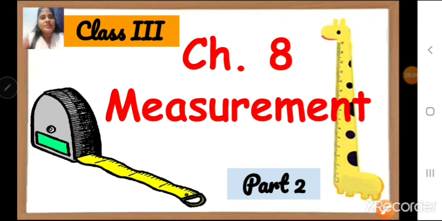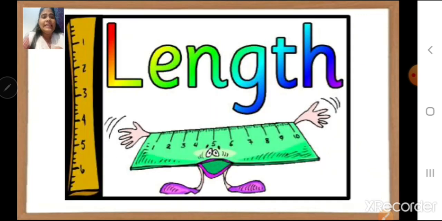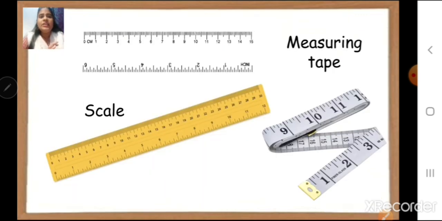Ram children. Children, we have started with our chapter number 8, measurement, right? So let us continue. Today we are going to understand the concept of length. In our last class, we have understood that to measure length, we use scale, a ruler or a measuring tape.